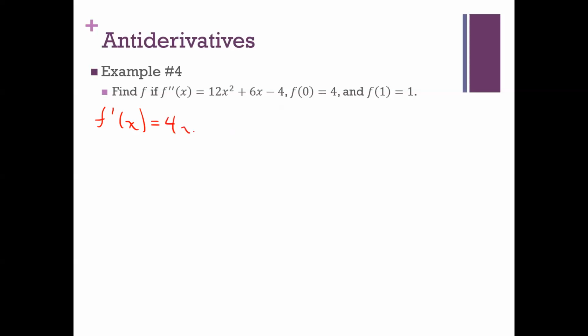4x cubed plus 3x squared. What happens to the -4? Minus 4x. Good. Now good. Isabel?